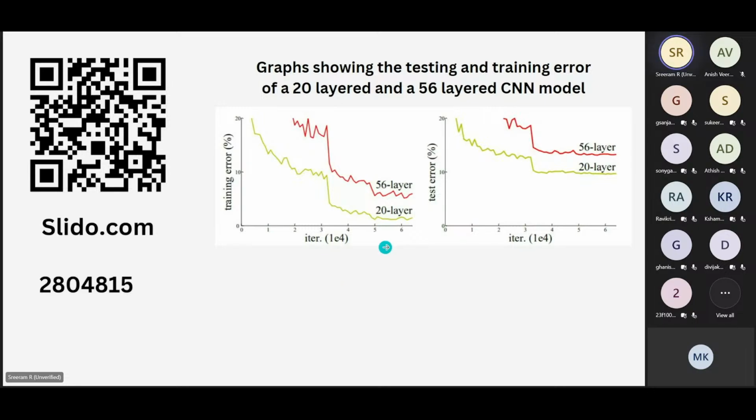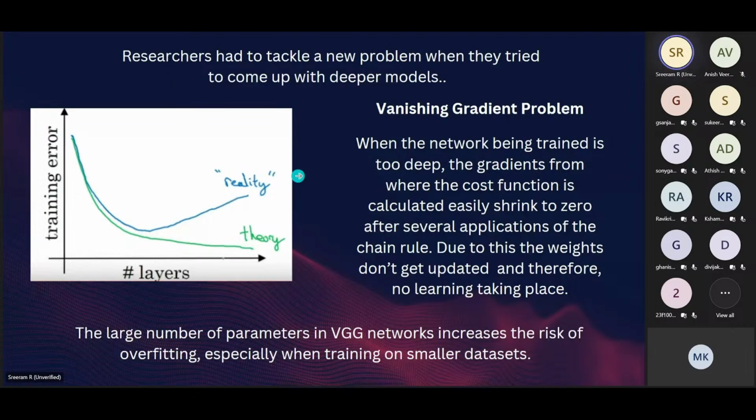So the actual correct answer for this question is vanishing gradient problem, right? So researchers had to tackle a new problem when they tried to come up with deeper models. What do you mean by deeper models? By deeper models, I mean more number of layers, right? The idea that the researchers initially had was that when you stack more layers, the accuracy might actually increase. At first look, this idea makes sense because on increasing the number of layers, you will be able to explore a bigger parameter space, right? So this led to the expectation of high accuracy.